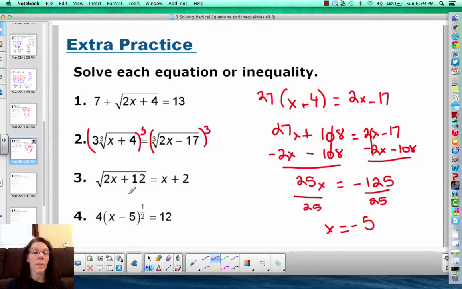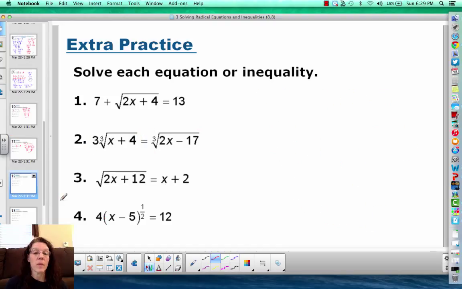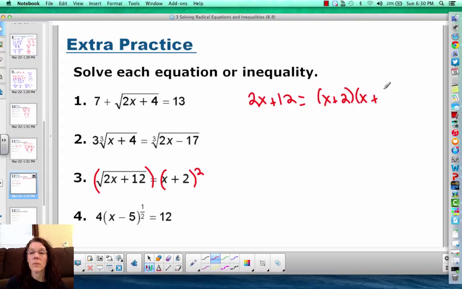It works. All right, let's check this last one. It's kind of our third one here. It's a trickier one. All right, we have to square both sides to get rid of the radical. We have to be really careful when we square this side. Gets rid of the radical easily for us over here. That becomes 2x plus 12. But this becomes x plus 2 times x plus 2.